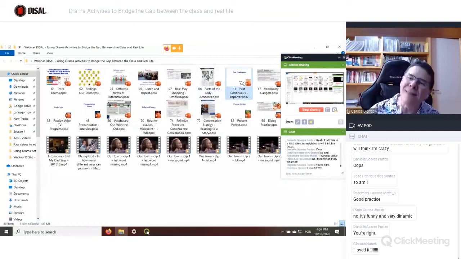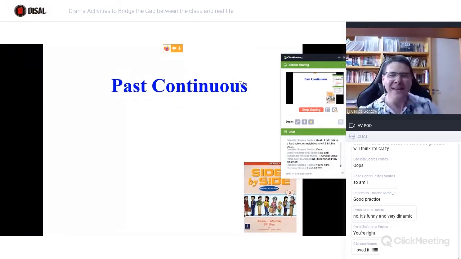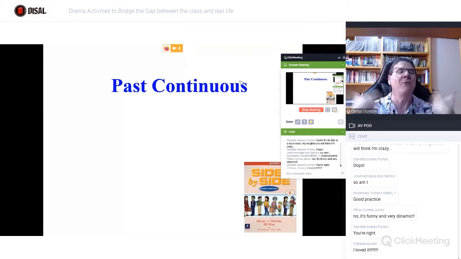Okay. And now let's study the past continuous. Everybody, yeah! This is from a book that I love. It's an old book called Side by Side. It's a book of drills. And this book has nothing but drills. And I think drills are fantastic because they repeat the same structure many times. And it's very important because we students need repetition.